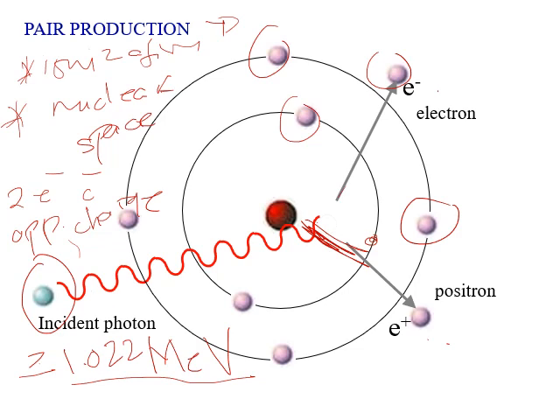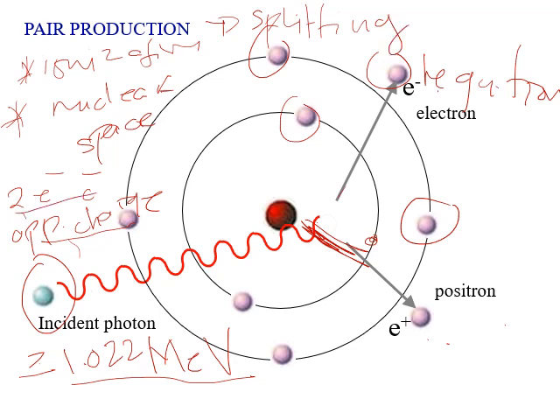So, electrons with opposite charges. So, isa negative, we call this the negatron. And the positive one here we call the positron. So, they have opposite charges. Okay? So, nag-split sila. So, pair production is the splitting. Okay? So, nag-split siya into two electrons with opposite charges.